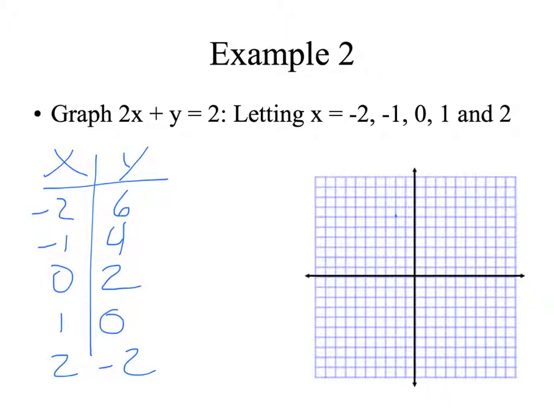-1, 4. 1, 2, 3, 4. 0, 2. 1, 0. And 2, -2. Again, I'm a little bit off because I'm trying to use my finger, which is not the easiest thing to use when you're trying to graph. But you can get the good general idea.